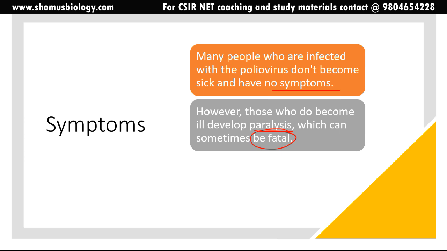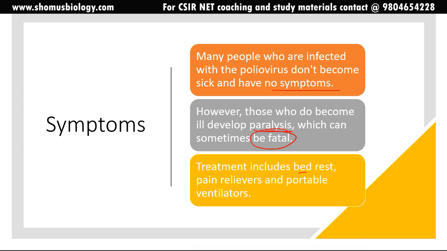And if the paralysis affects the muscles which regulate vital functions like respiration, in that case it can be fatal, dangerous, even deadly. The treatment includes bed rest, pain relievers and portable ventilators, which help a person to breathe properly, because mostly, as I mentioned, the severity of the disease occurs when there is an issue with respiration. In respiration, multiple muscles in the body are involved that help us to respire, right? So that's when the big problem comes.